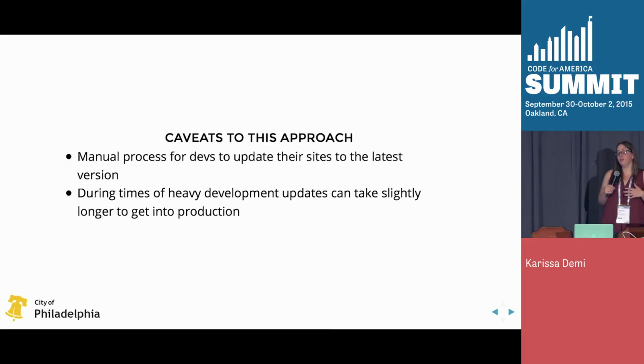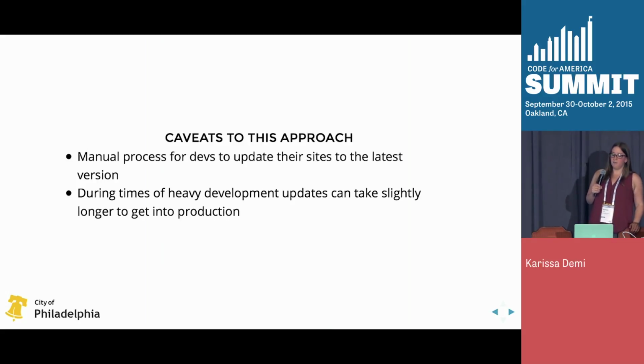So when I have a new pattern that needs to make it into the pattern portfolio, there's a bit of a process behind that. And that's because alpha is still currently in development and our pattern portfolio is also still currently in development. So it takes a while for those things to sort of make their way into our production site, which is alpha.philly.gov.